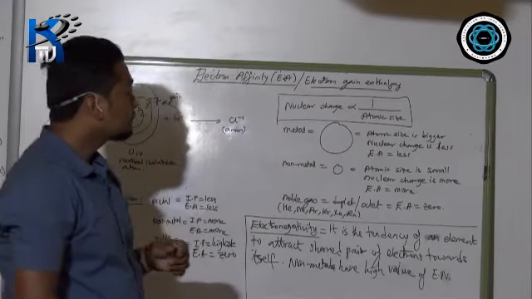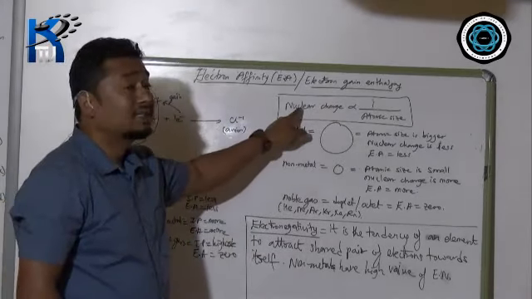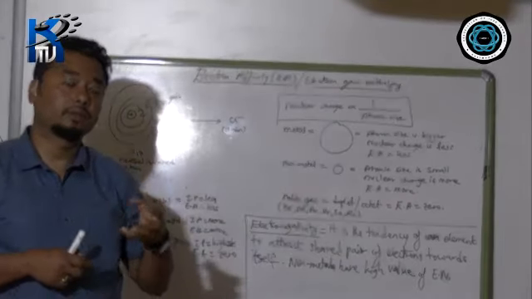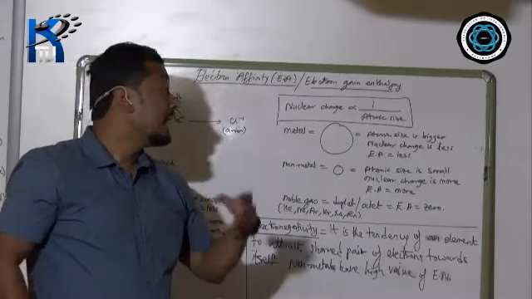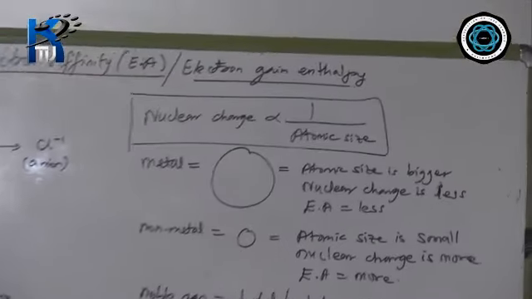More. Now, what is nuclear charge first? Nuclear charge is the charge carried by the nucleus to pull the electrons. The electrons are present in the shell, so the nucleus will try to pull the electron towards itself, and that charge carried by the nucleus is called nuclear charge, which depends upon the number of protons.